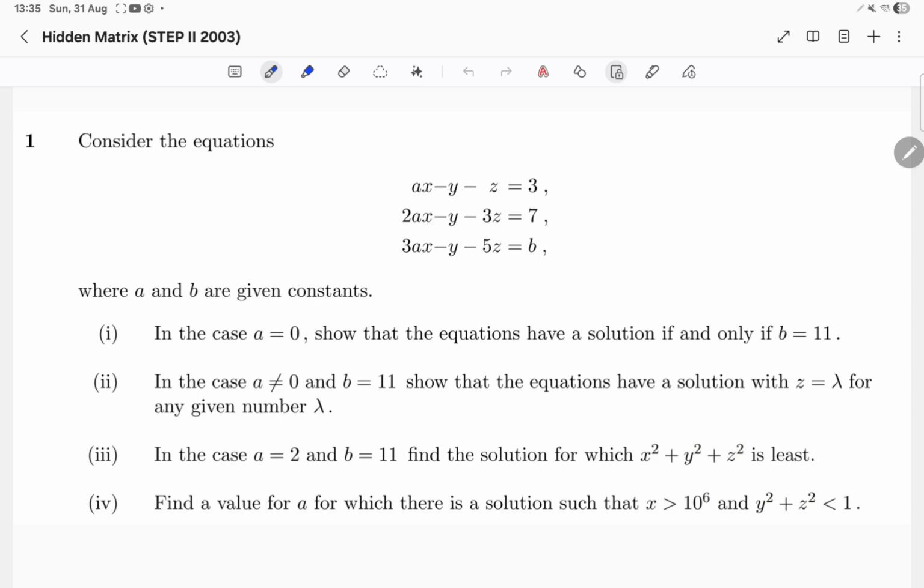Part 3. In the case a equals 2 and b equals 11, find the solution for which x squared plus y squared plus z squared is least. Part 4. Find the value for a for which there is a solution such that x is greater than 10 to the 6 and y squared plus z squared is less than 1.